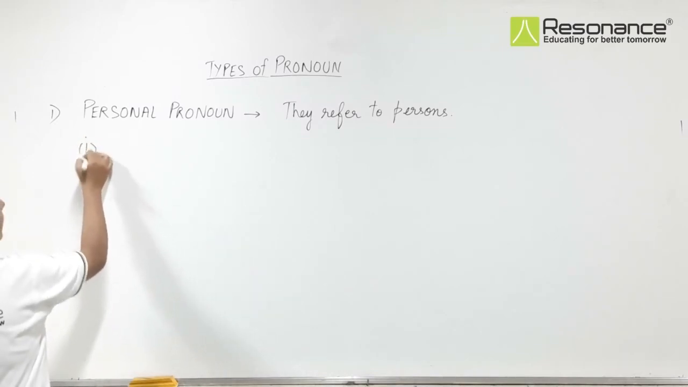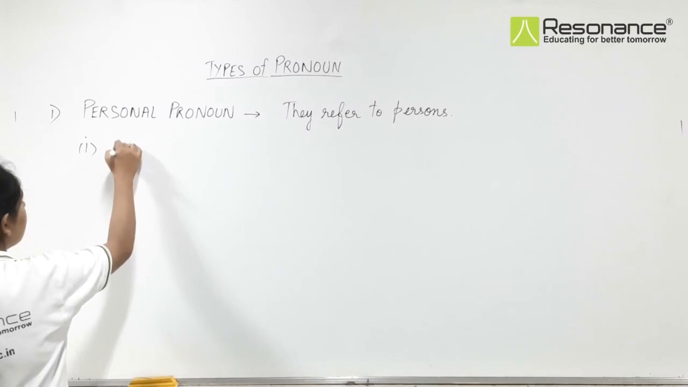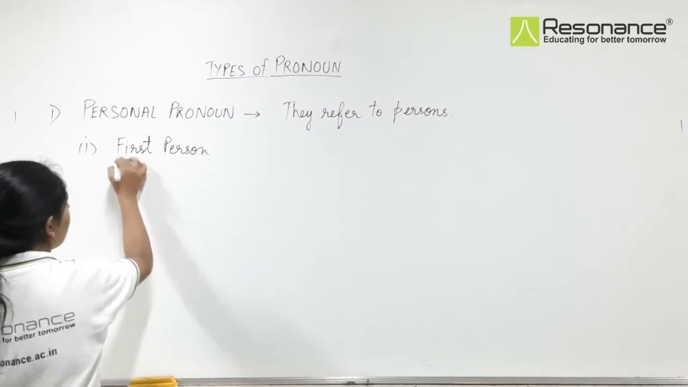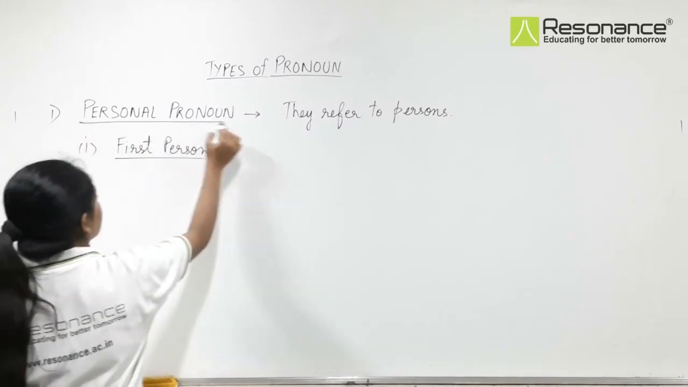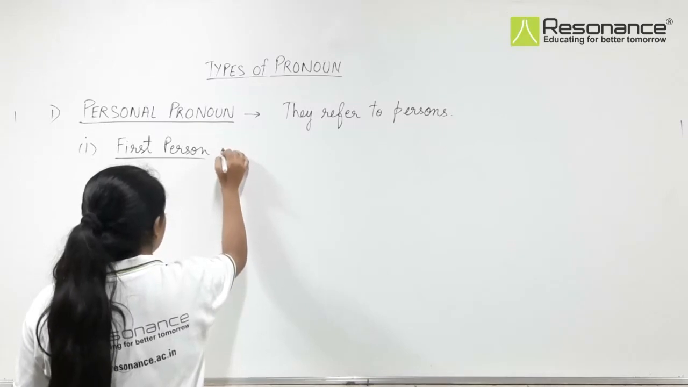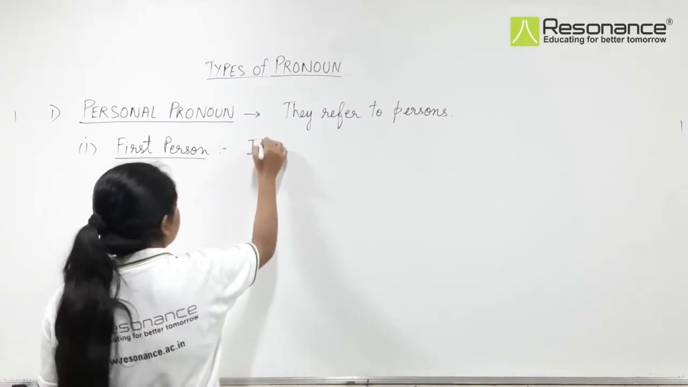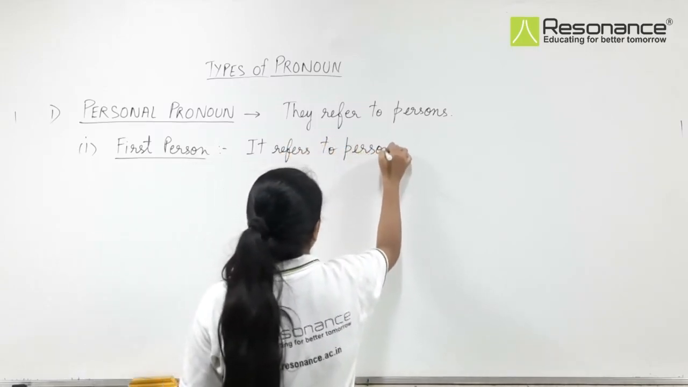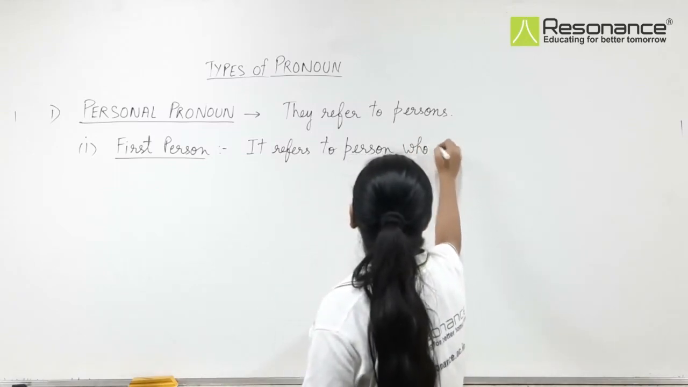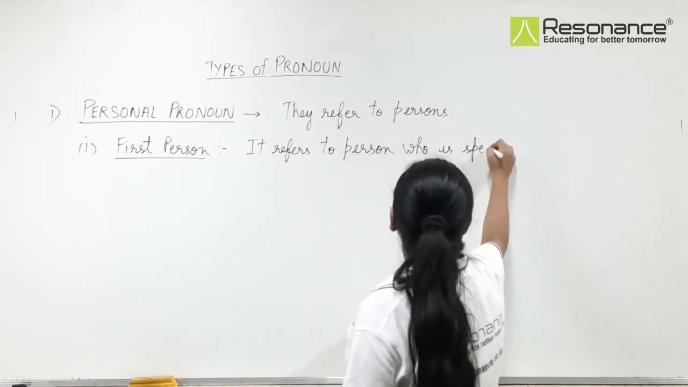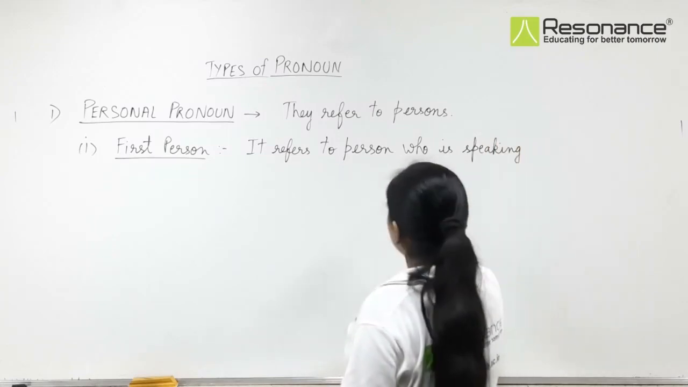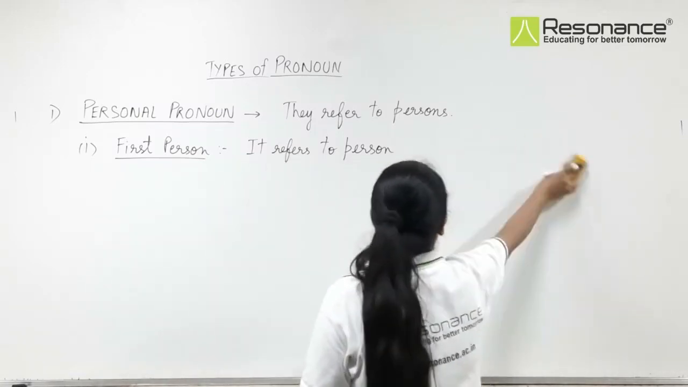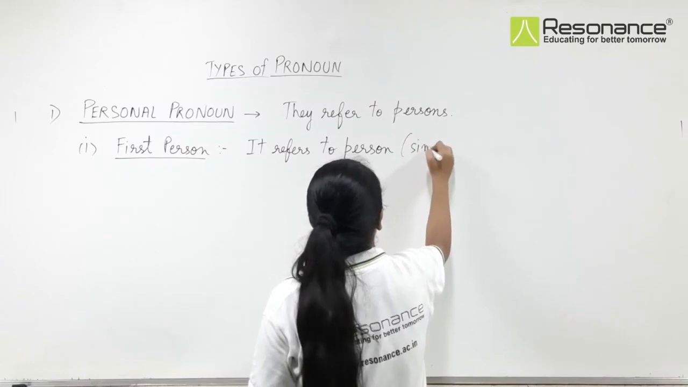Fine. These pronouns are of three types and each type will represent different persons. Like the first subcategory of personal pronoun is first person. First person. Okay. So this was the category. Then the first person refers to persons who are speaking. Okay, it refers to person, or you can say singular or plural.